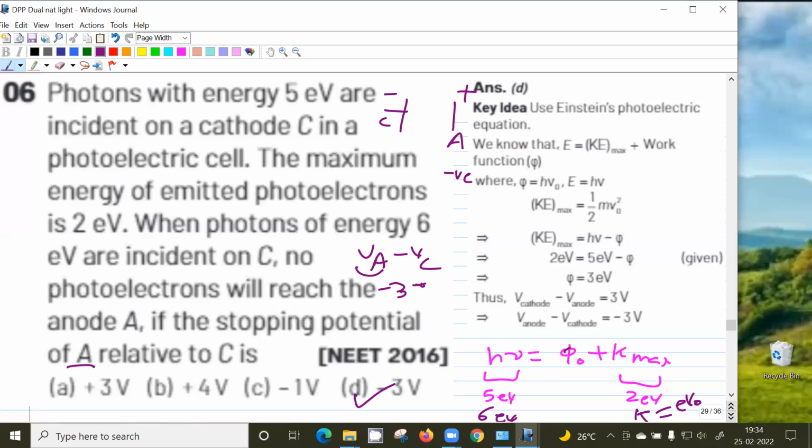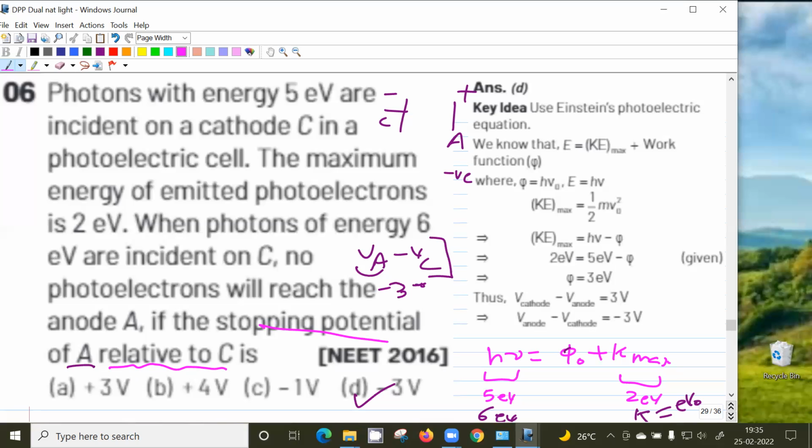Sir, can you please explain once again? I can't understand. See, stopping potential, he's asking A relative to C, no? So you have to find VA minus VC. Is that clear? Yes, sir. He's asking stopping potential of A relative to C. That means VA minus VC. Okay. Maybe same as a relative motion, right? Velocity of A with respect to B is VA minus VB.